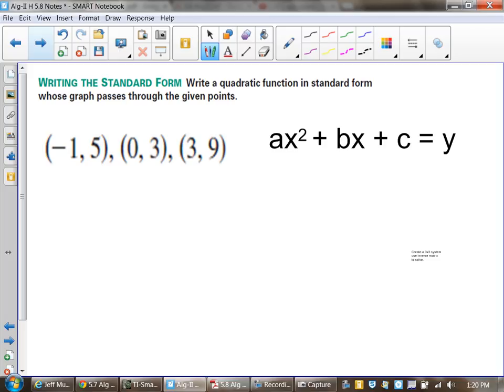Standard form is your ax squared plus bx plus c equals y. Now what I want you to look at here is that I have 3 sets of x's and y's, correct? Which means I'm going to create how many equations? 3 of them. So you're going to substitute in for x and y 3 times, and set up a system in terms of A, B, and C.